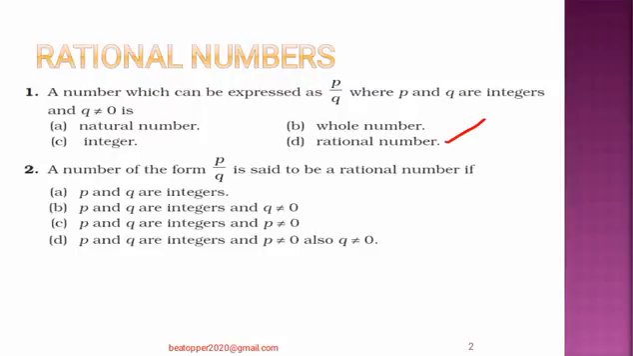A number of the form p by q is said to be a rational number if p and q are integers and q not equal to 0. This is already explained in the first question. p and q are integers. Then q not equal to 0. Why q not equal to 0? If q equals 0, it becomes p by 0, but that is an undefined condition. So the answer is B here.